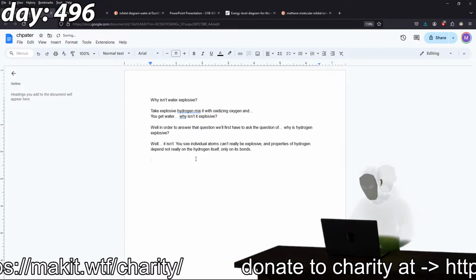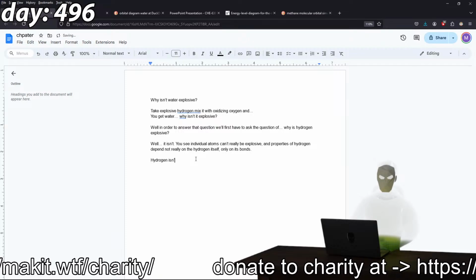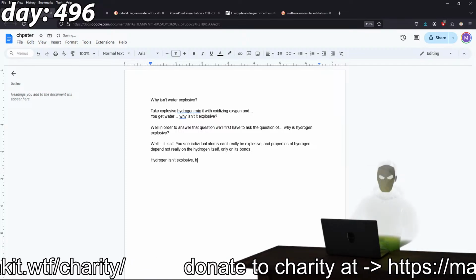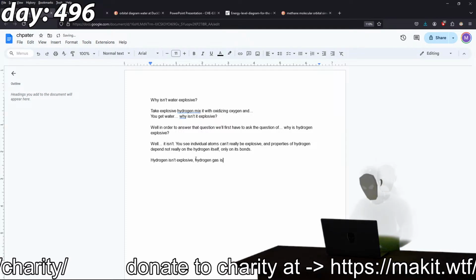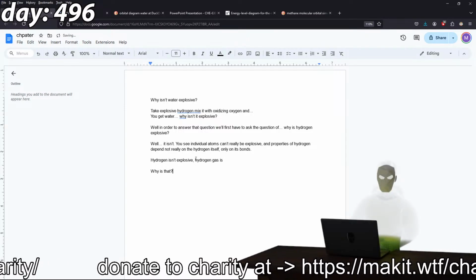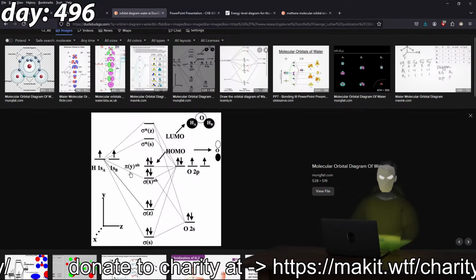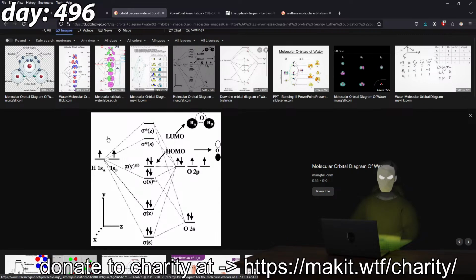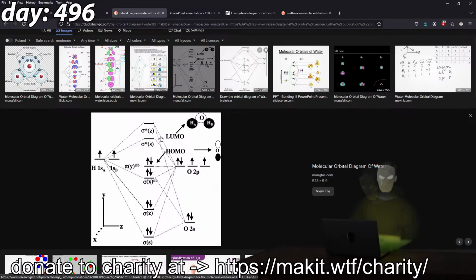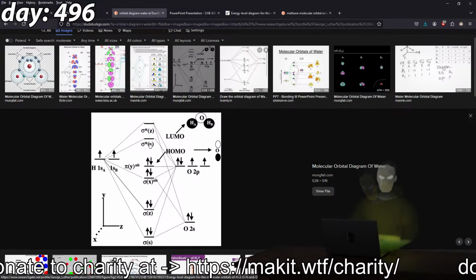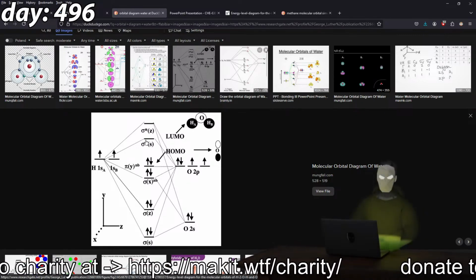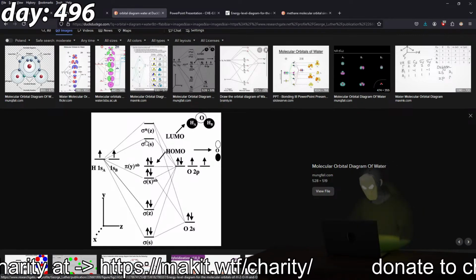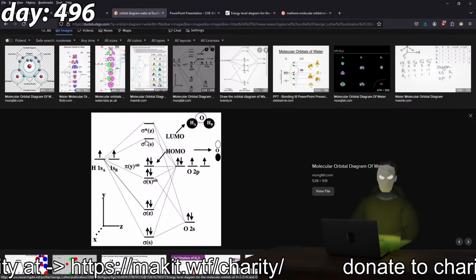Hydrogen isn't explosive. Hydrogen gas is. Why is that? Now we'll have to go for the orbital diagram. For this orbital diagram, what should I call it? My approach to the diagram will be very childish.